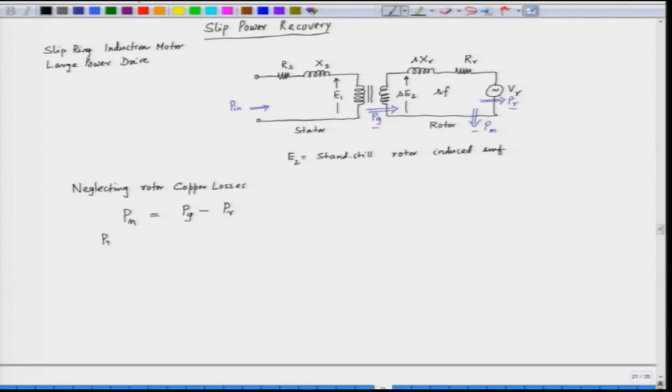Now, Pr is the power absorbed by the source VR, and this is the power which is recovered here. So, this power Pr is being recovered. That is why we call this a slip power recovery scheme. In the earlier days we used to have something like a Schrage motor to recover this, but now we employ a static converter to recover this slip power.